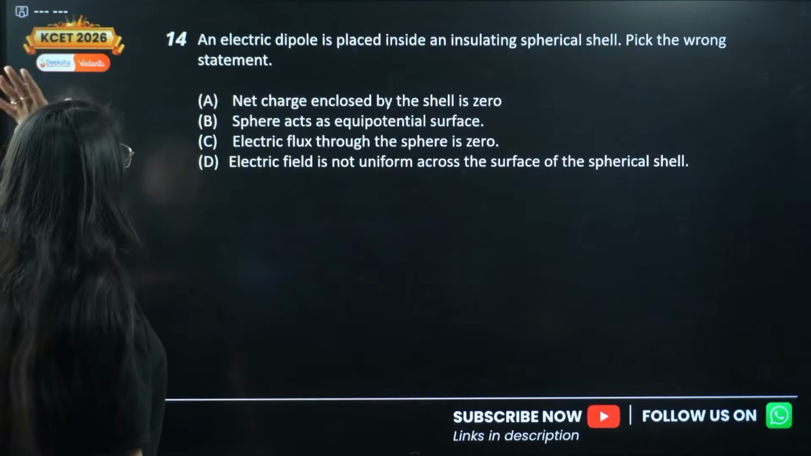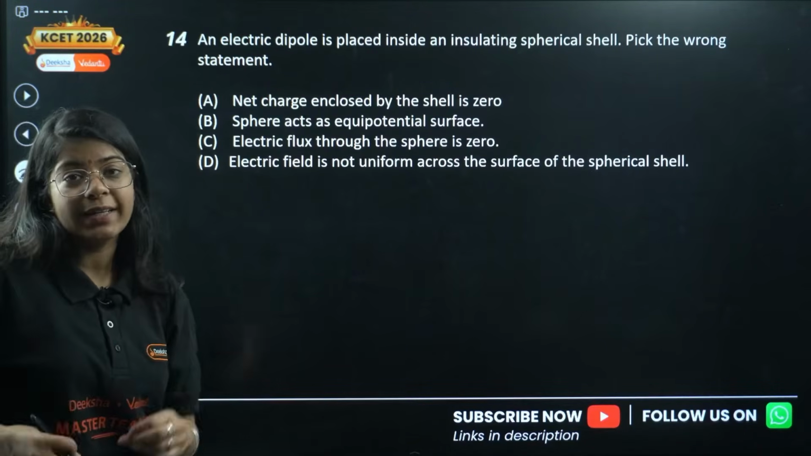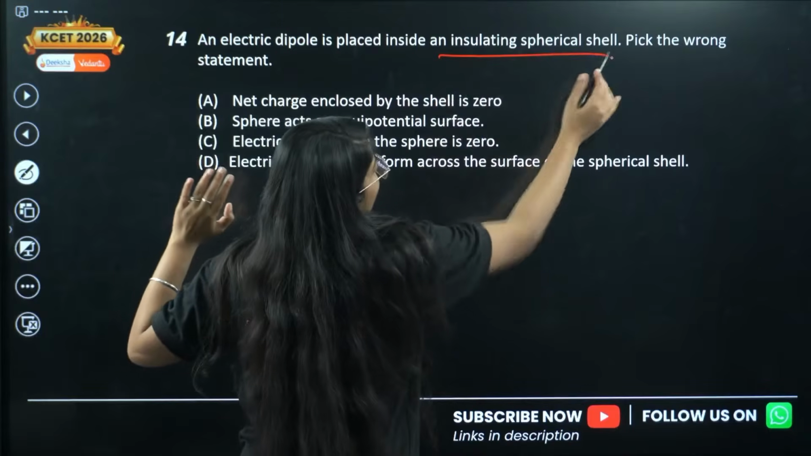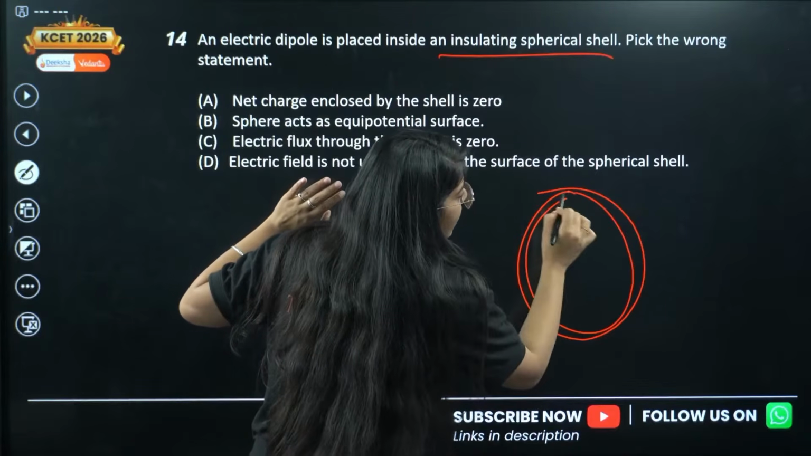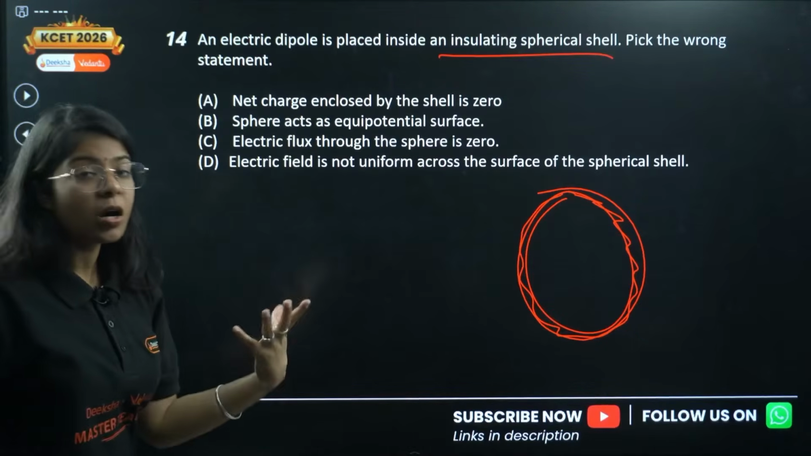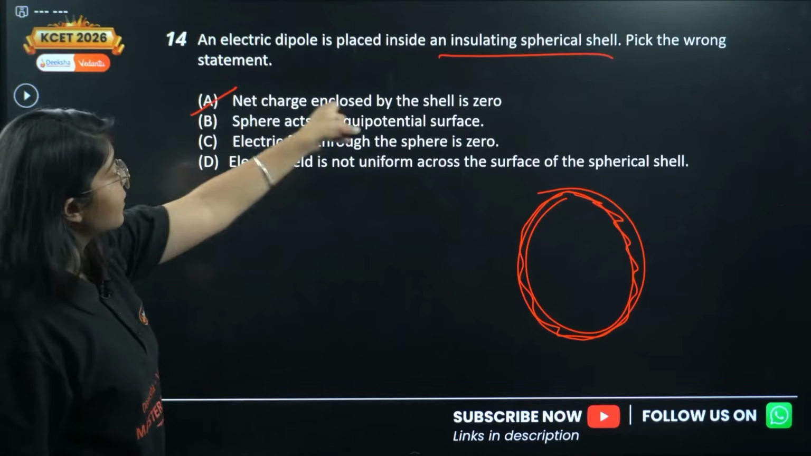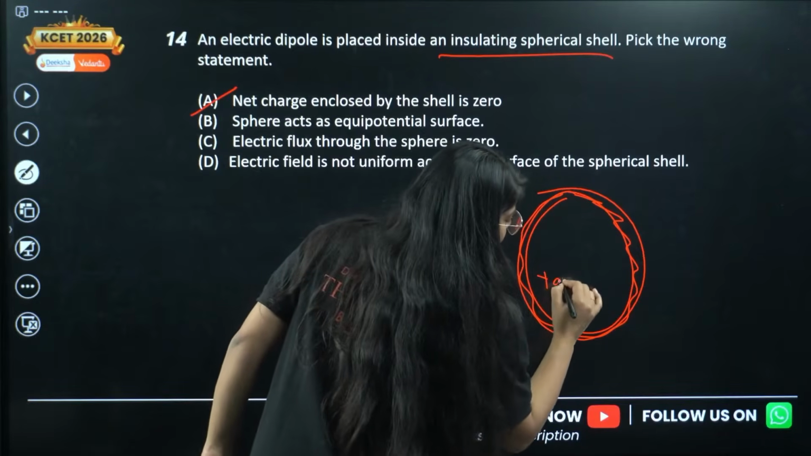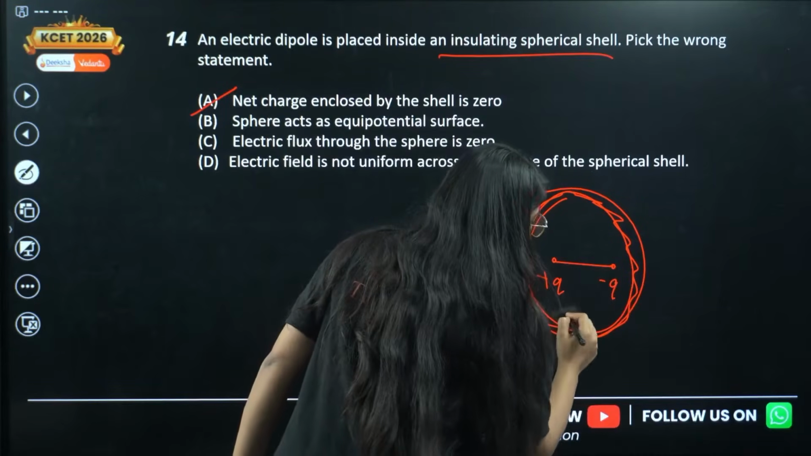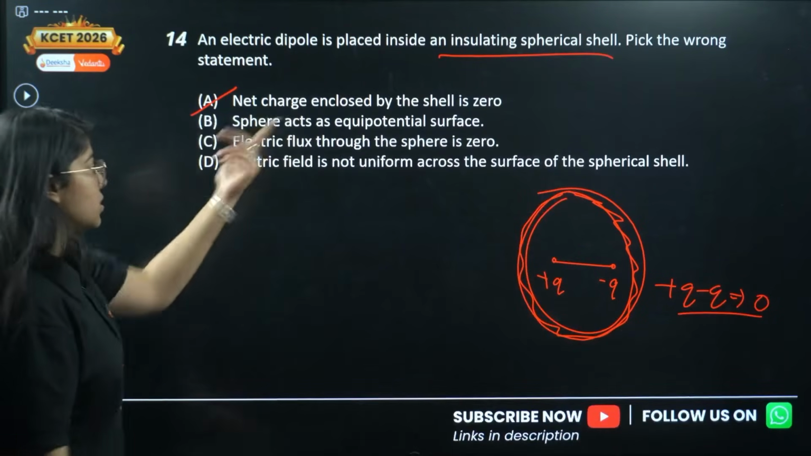14th, an electric dipole is placed inside an insulating spherical shell. Pick the wrong statement. This is my spherical shell, but it's insulated. So, we have to pick the wrong statement. It says net charge enclosed by the shell is 0. There is an electric dipole placed in this, so the total charge will be plus q minus q, which is 0. So, net charge will be 0. This statement is true.